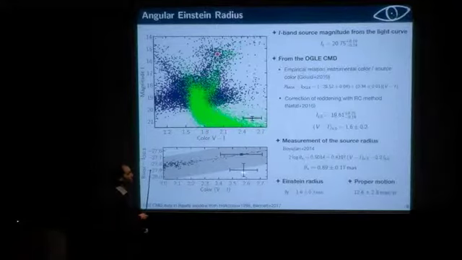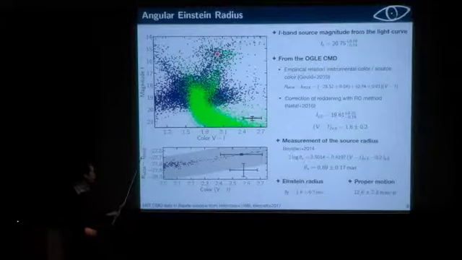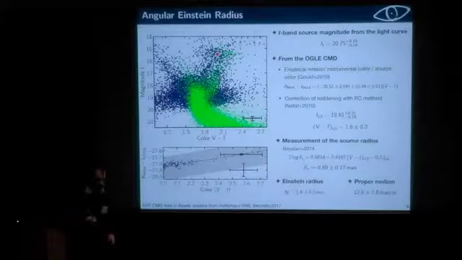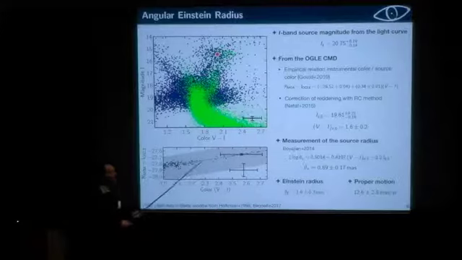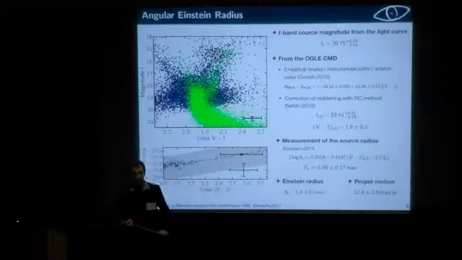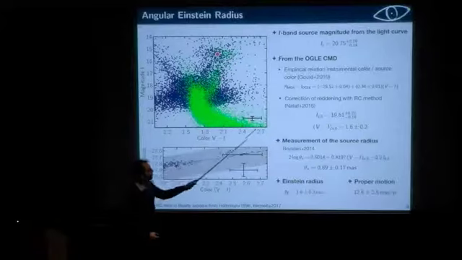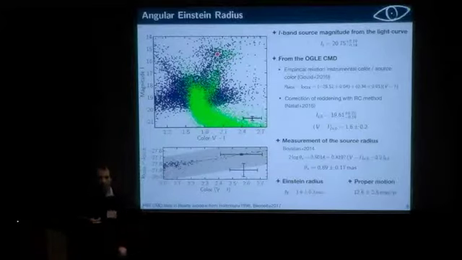On the other hand, I built the empirical color-color relation between the R_MOA, so the brightness in the MOA passband, and the brightness in the OGLE passband, as a function of the color V minus I. Putting everything together, I derived the brightness and the color of the source corrected for extinction. So this is where the source falls in the CMD. It's pretty red, in fact.